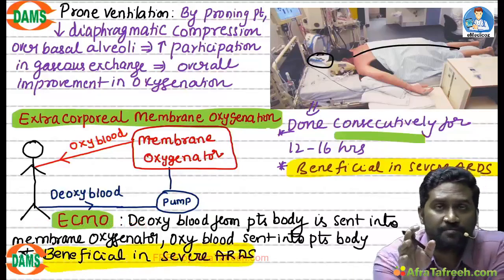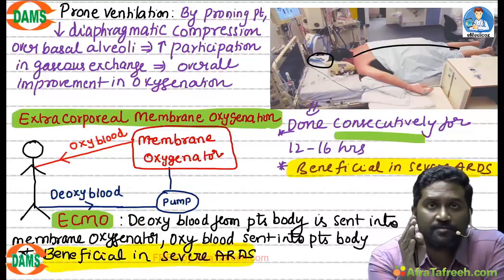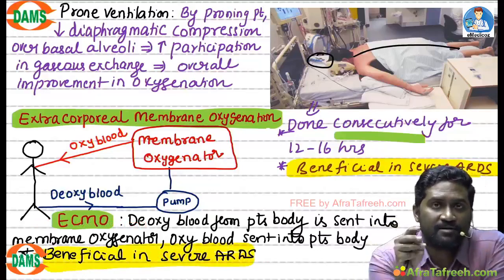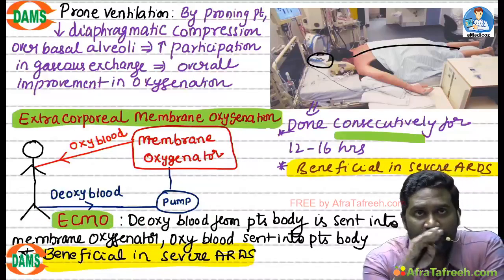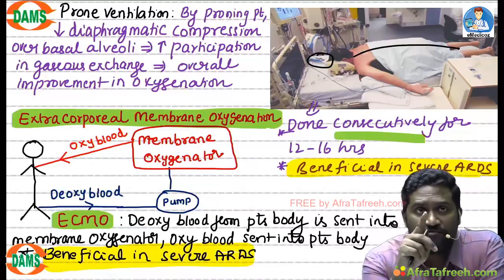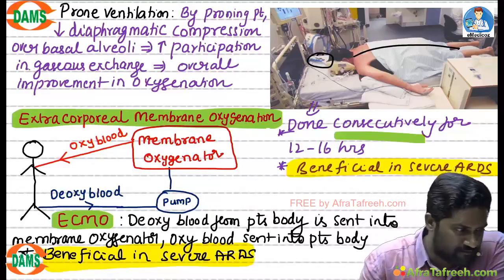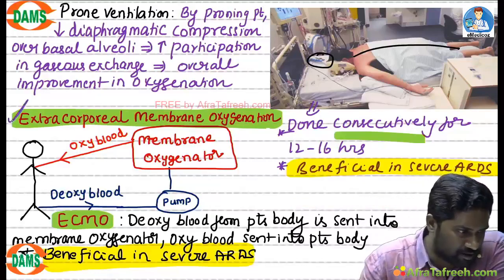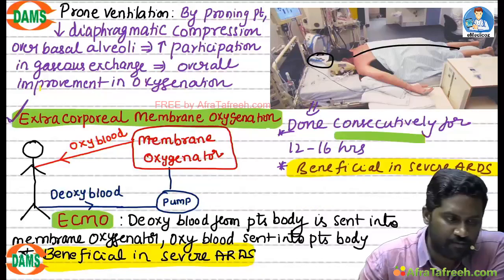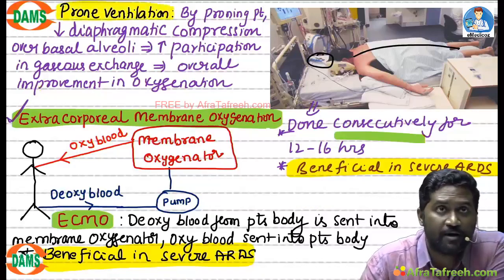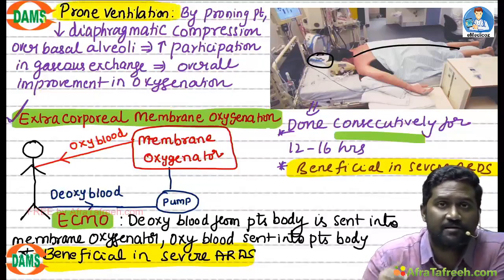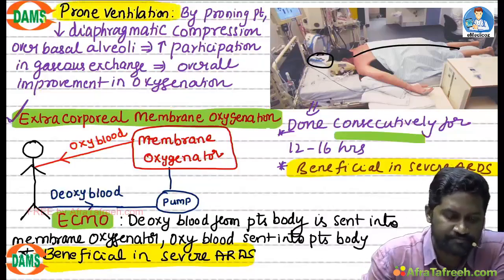Now coming to the treatment algorithm for ARDS. Let it be any patient. First important should be low tidal volume mechanical ventilation. If the patient is improving, that will be sufficient. If the patient is not improving, and if your institute has ECMO, you can go for ECMO. If ECMO is not available, prone ventilation is also a viable option.